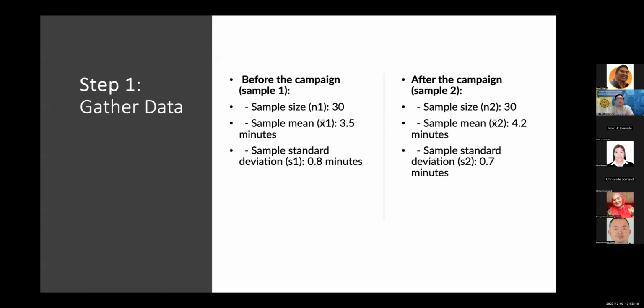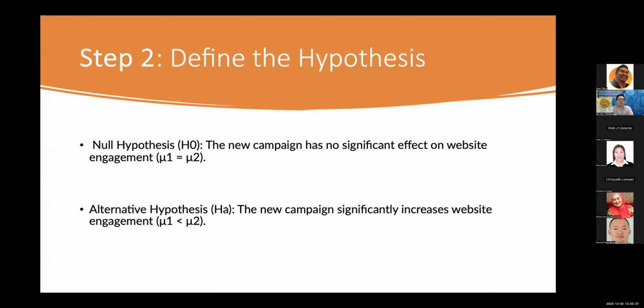So for step one, we gather data. We have two sets. The first set is before the campaign with a sample size of 30, mean of 3.5 minutes engagement, and the standard deviation of 0.8 minutes. And after the campaign, our data: sample size 30, mean of 4.2 minutes engagement, and the sample standard deviation of 0.7 minutes.